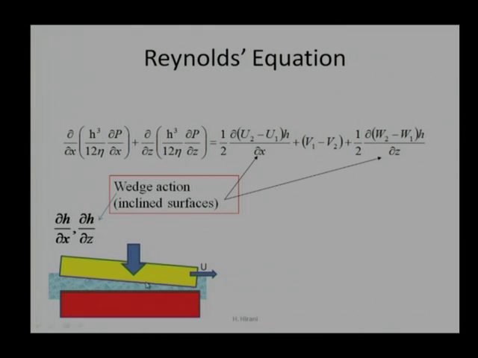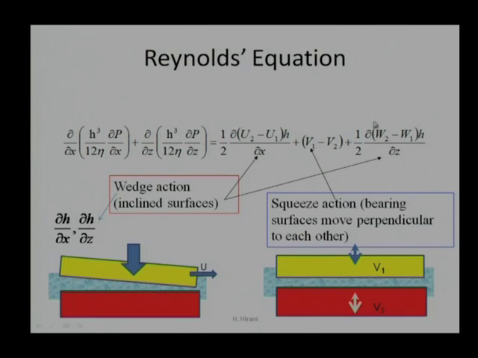In this figure, we are showing the wedge action in the x direction. If I assume perpendicular to this, inside the slide, that will be the z direction, with variation of film thickness in the z direction. Because of this inclination, there is a possibility of pressure generation. That is why we say that for hydrodynamic action, wedge action is essential.